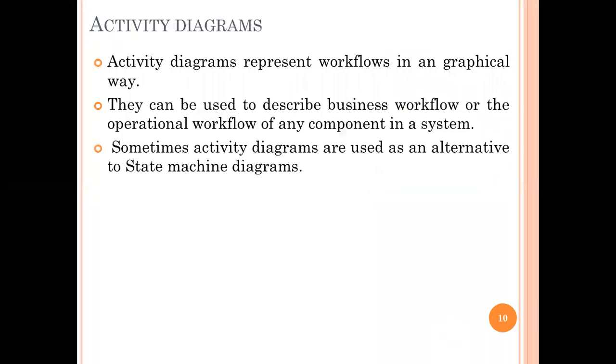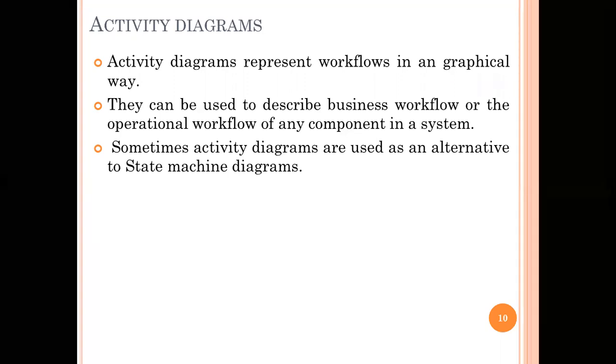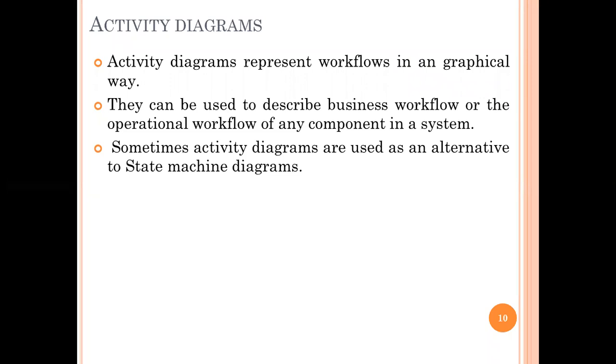The next one is the activity diagram. An activity diagram represents workflows in a graphical way. Activity means from the start to end, it will show how the system's workflow is going on. They can be used to describe business workflow or the operational workflow of any component in a system. Sometimes activity diagrams are used as an alternative to state machine diagrams. We can use either the activity diagram or the state machine diagram. This diagram shows the activity of the system, the flow of the system, like flow charts.